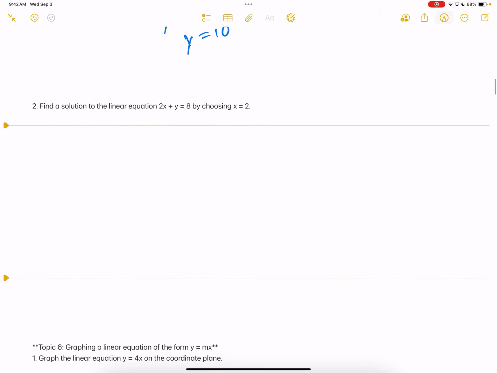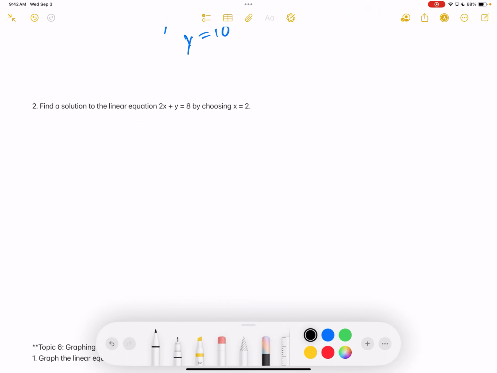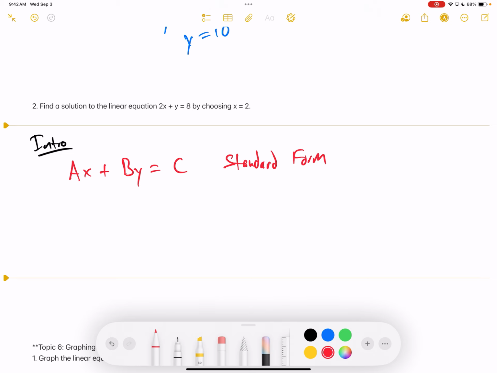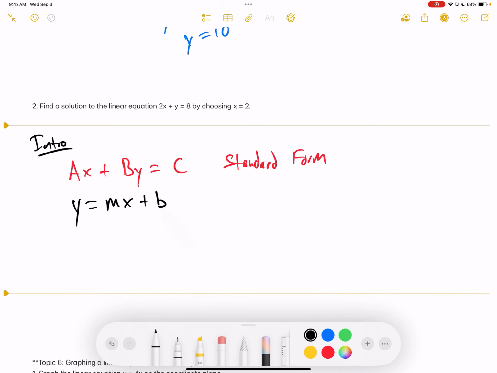All right. So for the basics, let's do a quick little intro before I go into actual problems. You have an equation like ax plus by equals c. This is called the standard form. We don't use that too much like that, but this is a linear equation because you have an x and a y. You don't have like a y squared or anything like that. It's just an x and a y. The form that we use the most is y equals mx plus b, which you've probably heard before.